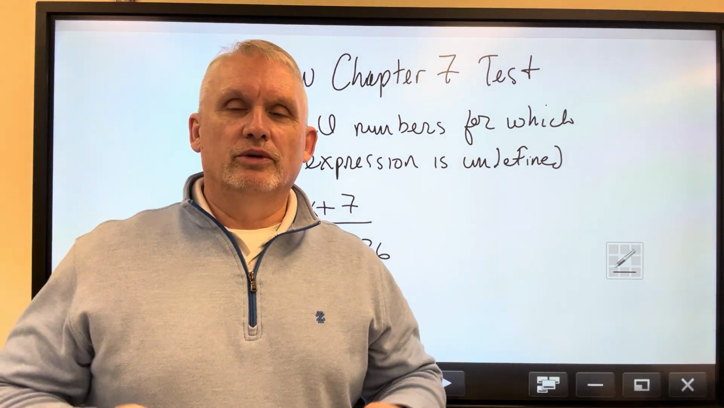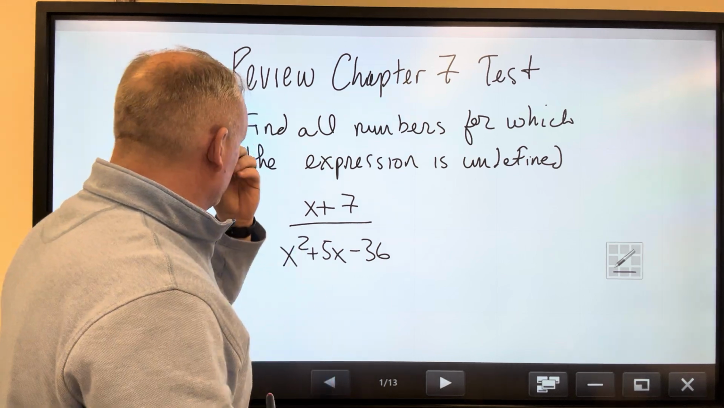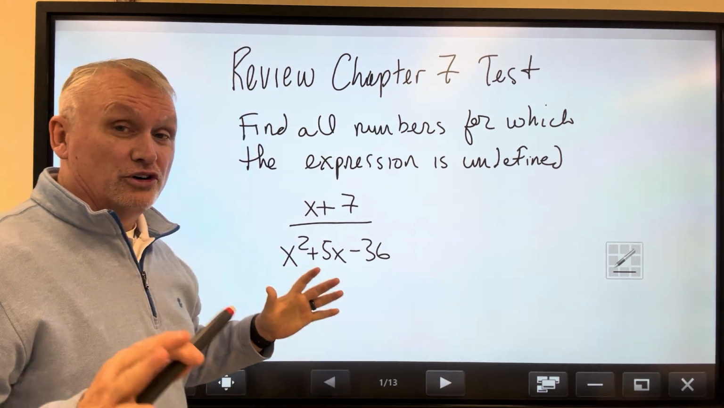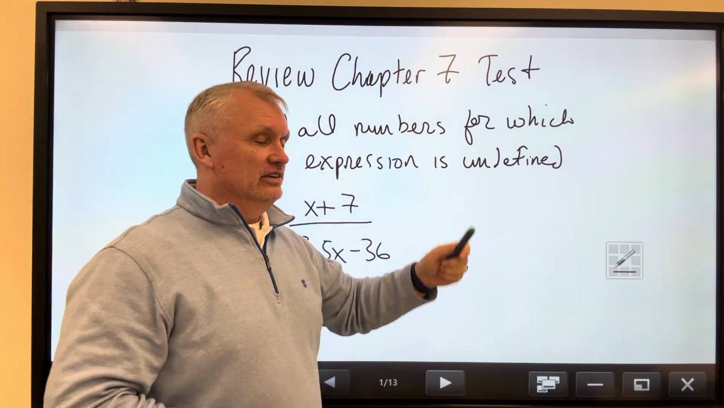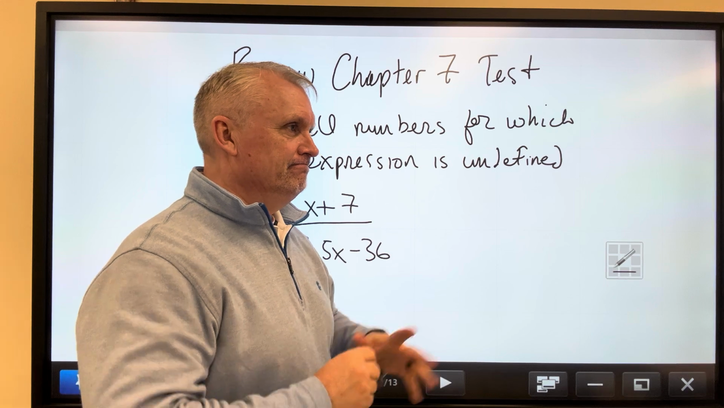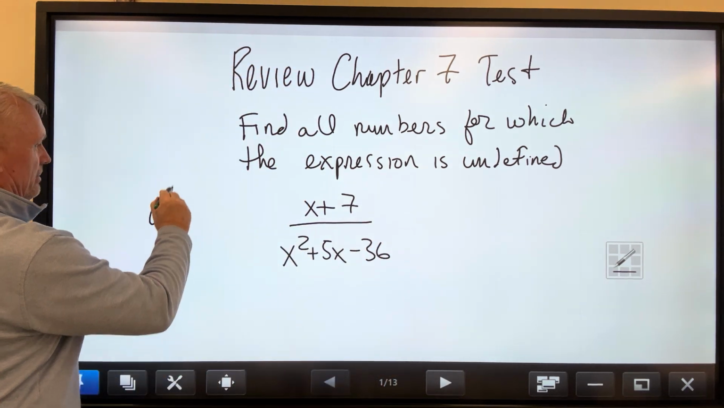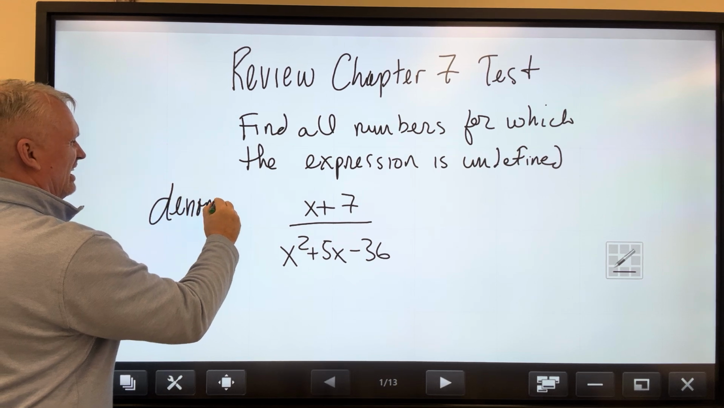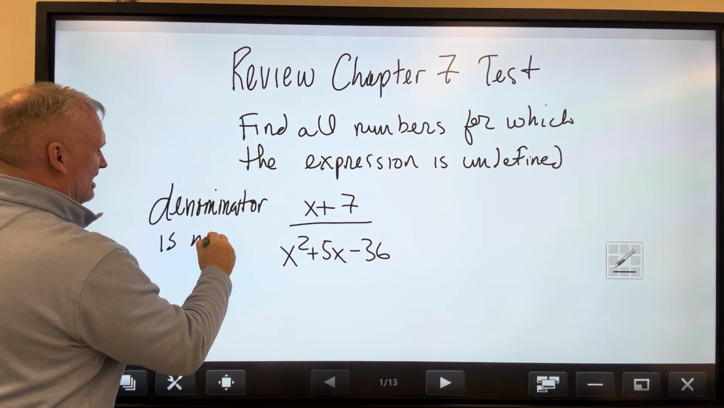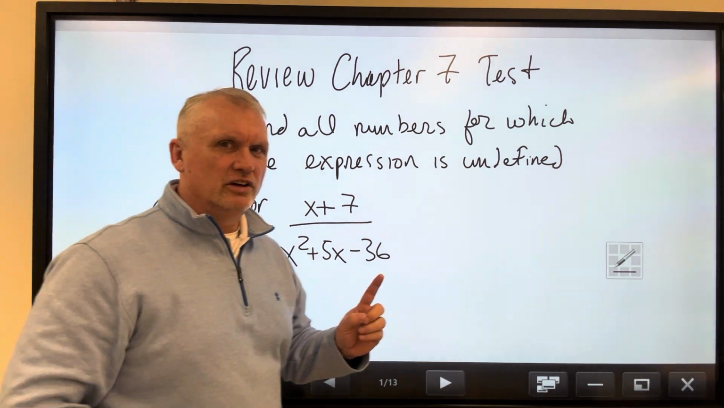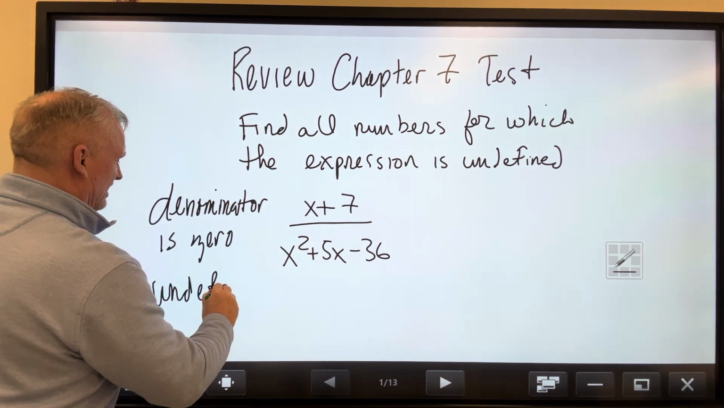Okay, so now this is the review of Chapter 7 for the Chapter 7 test. The first thing that you need to know is you need to find all the numbers for which the expression is undefined. Now, what does that mean? When the denominator is 0. If the denominator is 0, it's undefined.